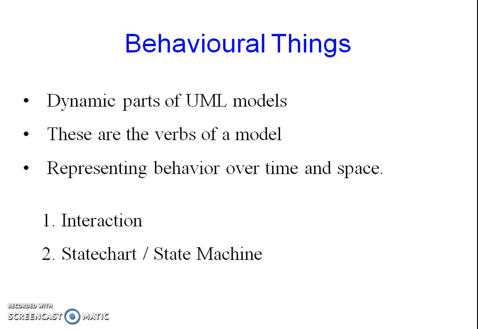Next thing is the behavioral things. Behavioral things basically describe the dynamic portion of any UML model. These are the working parts of any model. They represent behavior over time and space. In UML, behavioral things can be categorized as interaction and state chart or state machine. Now we'll discuss behavioral things in detail.